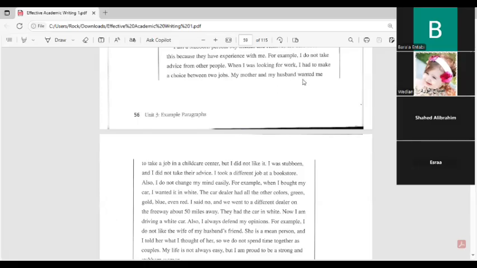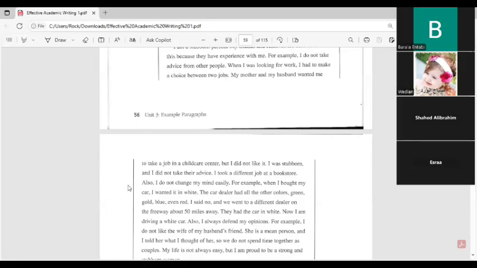Okay, so in this paragraph, the author added an example about the work: her mother and her husband said that she needed to take a job in childcare, but she was stubborn. She didn't take their advice. Okay. Another example of why I am a stubborn person.